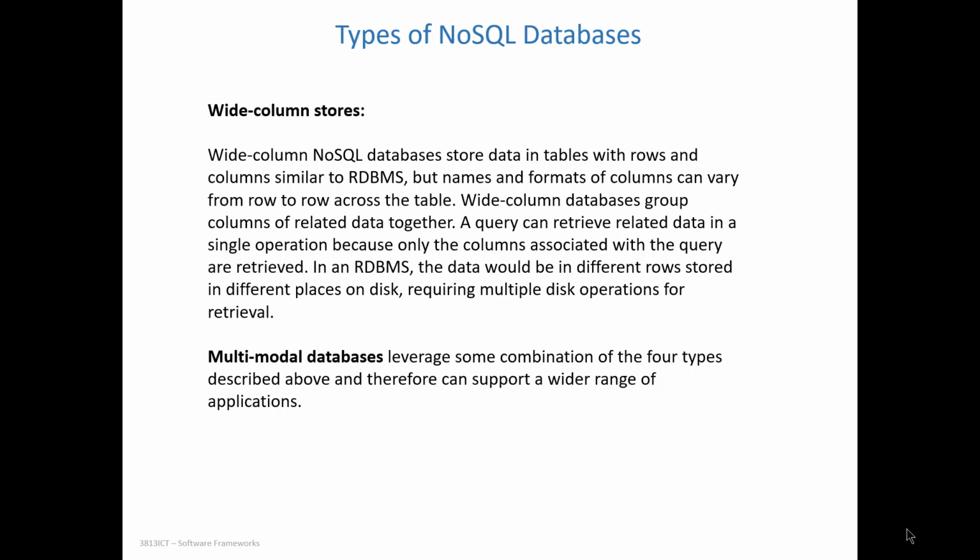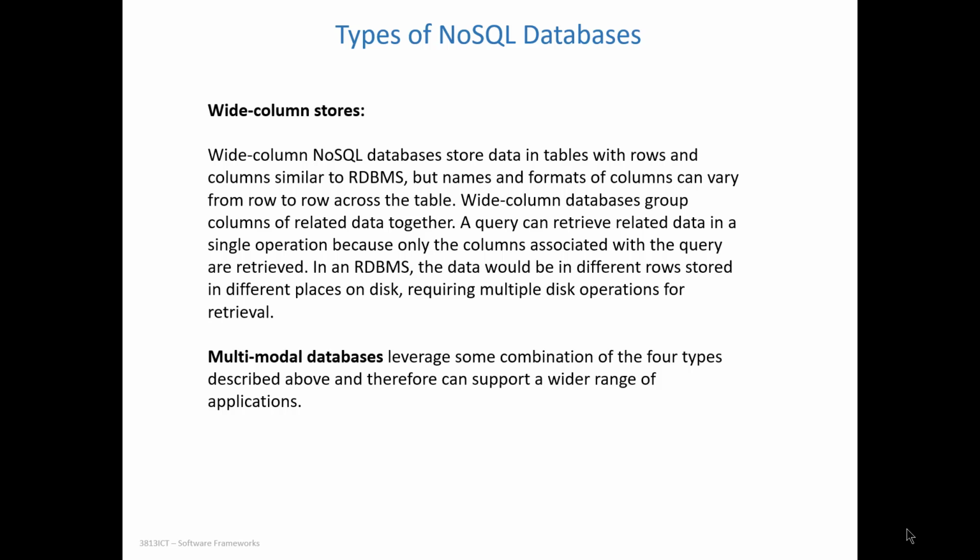Wide column stores. So a wide column NoSQL database stores data in tables with rows and columns similar to your RDBMS, but names and formats of columns can vary from row to row across the table. Wide column databases group columns of related data together. A query can retrieve related data in a single operation because only the columns associated with the query are retrieved.